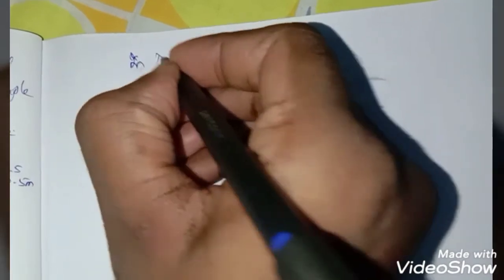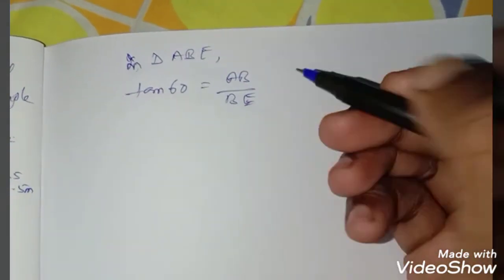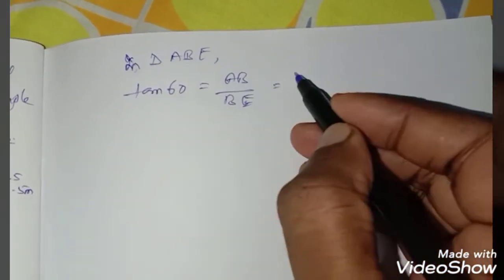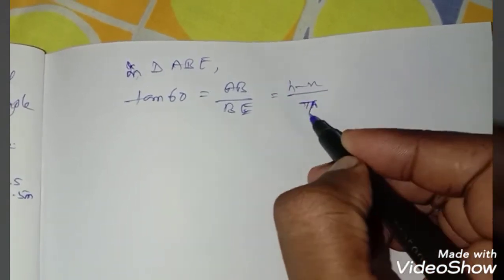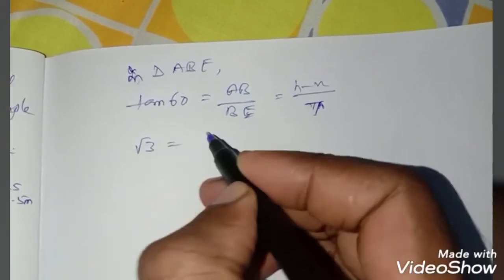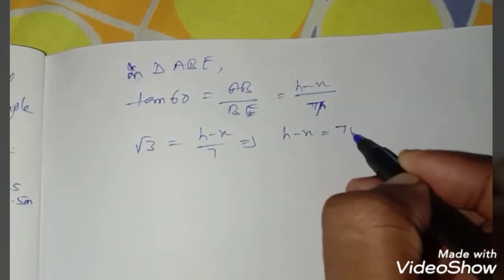Okay, now after getting the value of x, you have to find the height of the tower. Now how to find the height of the tower? Consider triangle ABE. If I consider triangle ABE, you will get tan 60 is equal to AB by BE. Previously we know that AB is nothing but h minus x, and BE is given as 7 meters, right? Now tan 60 is root 3, so root 3 is equal to (h minus x) by 7. If I cross multiply, h minus x is equal to 7 root 3.